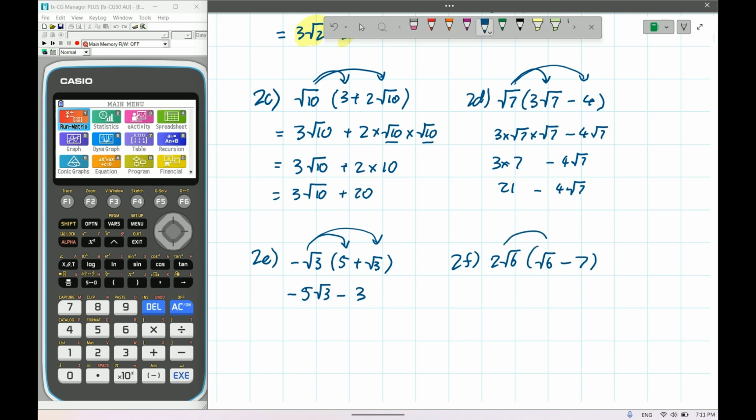All right, cool. And just the same thing. So that will become 2 times root 6 times root 6. And then this will make it negative 14 root 6. And so the root 6 times root 6 will become 6. 2 times 6 will make 12. Cool.